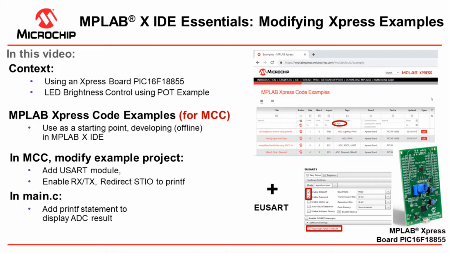In the last video, we found an example project on the MPLAB Express example browser. Now we're going to spend a minute understanding the project that we've opened, and MCC can be quite useful for that. We're going to look through the application level code, and then we're going to use MCC to modify the project, in this case adding a UART to it and redirecting standard IO to printf, and then in main we'll add a printf statement to display the result.